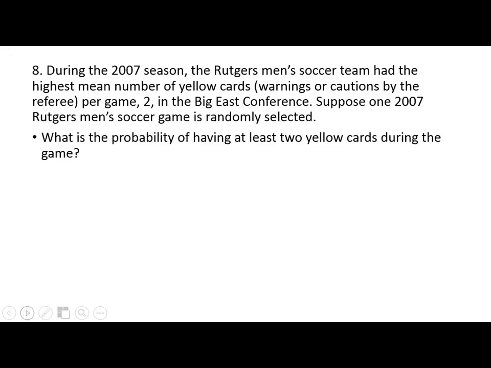Okay, so here during a particular soccer season, the Rutgers men's team had the highest average number of yellow cards per game, or 2, in the Big East. And suppose we take a particular soccer game from that season. So what is the probability of having at least 2 yellow cards during the game? Anybody have an idea of a strategy here?